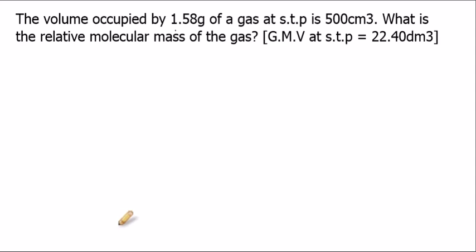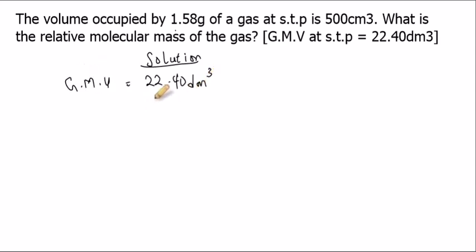In the question above, we have to determine the relative molecular mass of the gas at s.t.p. First thing to do is to convert G.M.V, which is in dm cube, to centimeter cube. So doing that, we'll say G.M.V equals 22.40 dm cube, and this is also equivalent to 22,400 centimeter cube. So we've converted that to the centimeter cube.